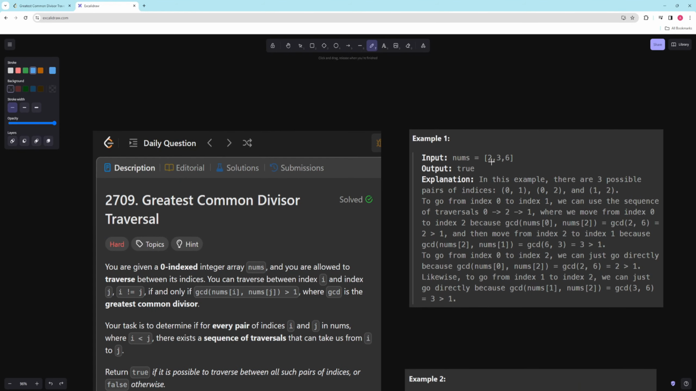So in this first example, we have 2, 3, 6, and they say it is possible to traverse because the GCD of 2 and 6 is 2, so you can traverse from 2 to 6 or back because it's greater than 1, and you can also traverse from 3 to 6 and back because the GCD there is 3. So because you can traverse from these points to 6 and back, you can traverse anywhere to anywhere. Like if you want to go from 2 to 3, you just go 2 to 6, 6 to 3. And if you want to go 3 to 2, similarly 3 to 6, 6 to 2, and 2 to 6 or 3 to 6, there's a direct traversal.